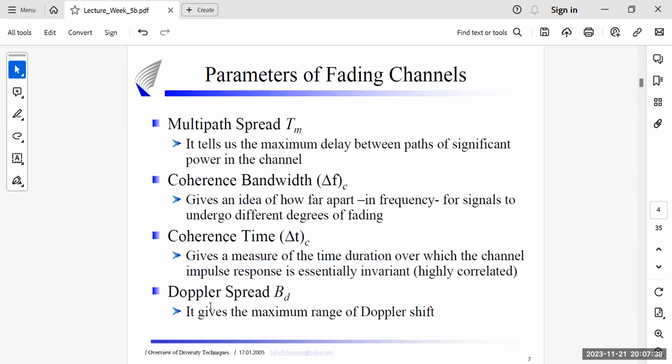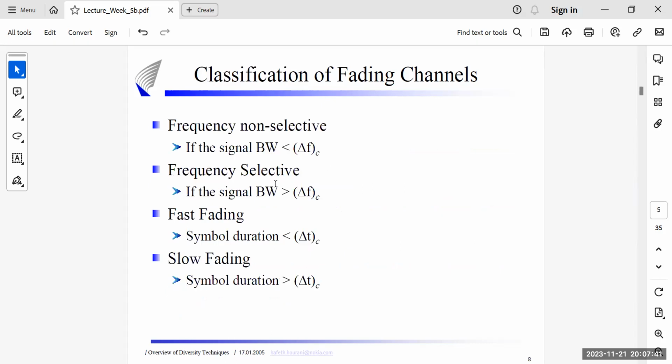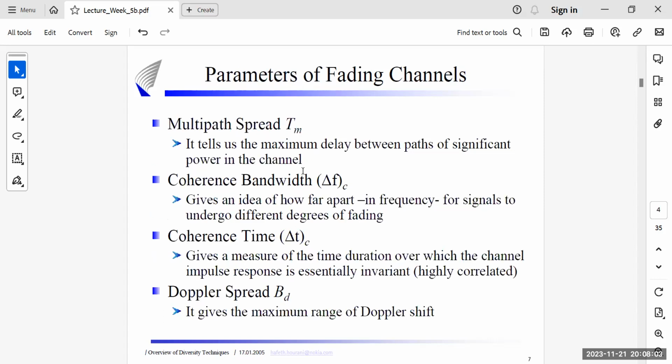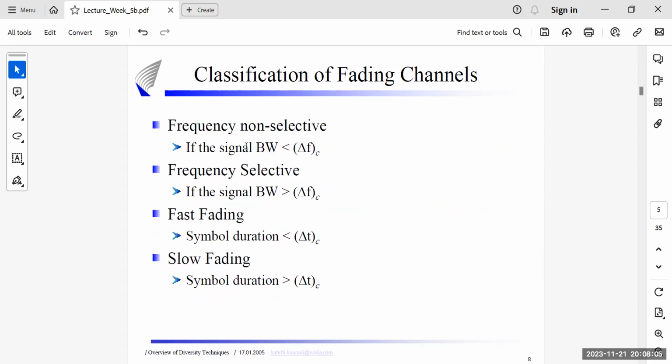Now, given that you know what these parameters are all about, the next thing is the classification of fading channels. Very important terminology: frequency selective fading, frequency non-selective fading, fast fading, and slow fading. What is frequency non-selective fading? If the bandwidth of the signal in question is less than Δfc, the coherence bandwidth, we say that frequency non-selective fading would occur.